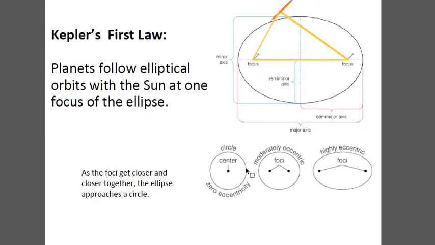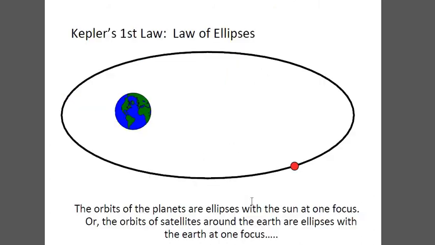As the foci get closer, the ellipse approaches a circle. When the foci are far apart, it is highly elliptical or eccentric. When they are at a shorter distance, it is moderately eccentric, and when they get very close, you get the circular shape, where the eccentricity is zero.